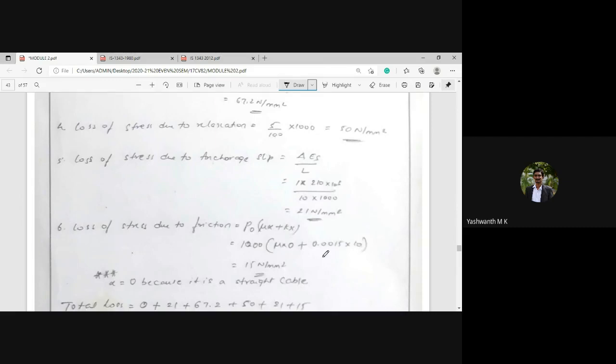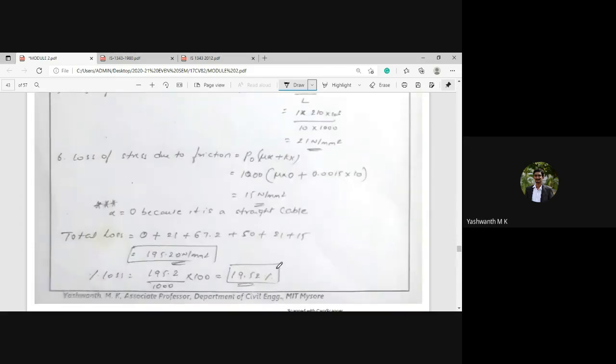Is it clear? Now please observe, the span and all those things: all these entities are in meter. Whatever I substitute is in meter. Hence the answer will finally be 15 Newton per millimeter square. Now, in order to calculate the percentage loss of stress in wires for the post-tension beam, sum up all the losses: loss due to elastic deformation, loss due to shrinkage, loss due to creep, loss due to friction, loss due to anchorage, everything you sum up.